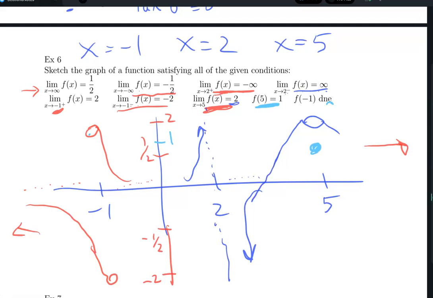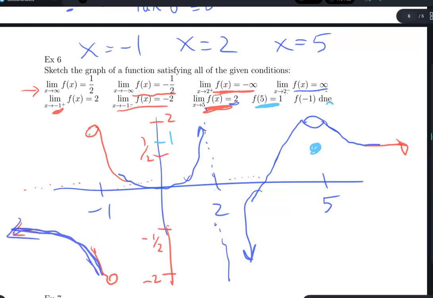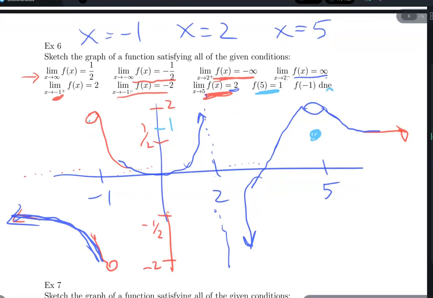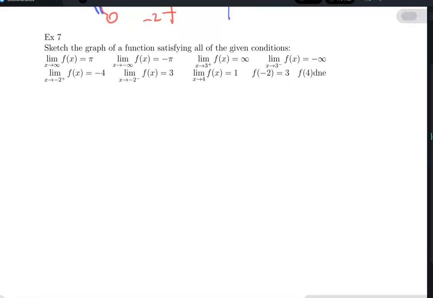So we can join this together, join that together. Doesn't matter where you put that. And then see, I've got this little horizontal asymptote. So I'll just change that and erase that little part right there. So it's good to do these in pencil. And there it is. Okay, let's try one more here.